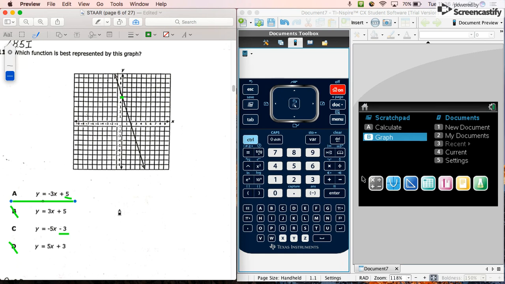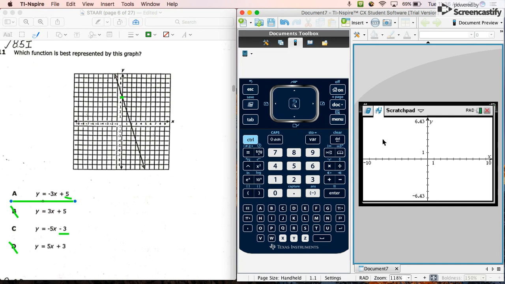So what I can do is use my calculator. I'm going to go to menu, excuse me, not menu. I'm going to go to graph. I'm going to push tab, and then I'm simply going to enter the function. The function is negative 3x plus 5. Okay? So now I'm going to graph it. When I graph it, I see my line. Now, looking at it, they look similar. This looks similar to this.